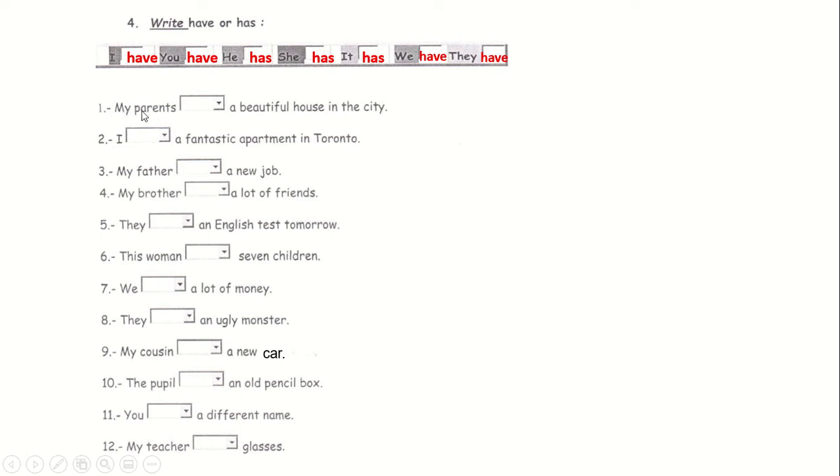So let's look at sentence number 1 and 2 as examples. Number 1, my parents, space, we should write have or has, a beautiful house in the city. What should we write here? Okay, let's look at here, my parents, والدي. So this is plural, جمع. So what do we use? We use have. Now, number 2, a fantastic apartment in Toronto. What should we use here?